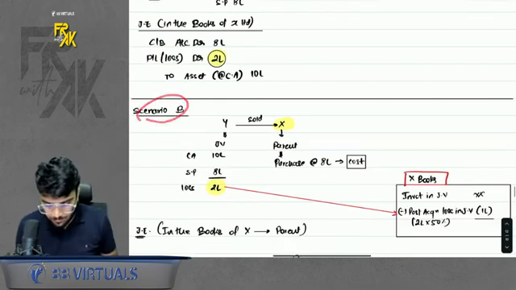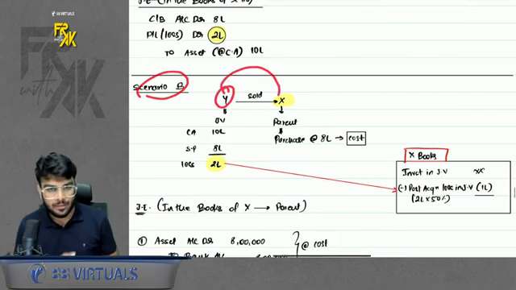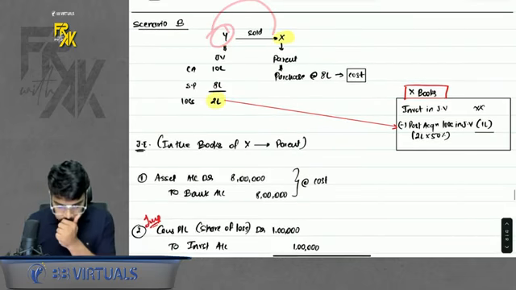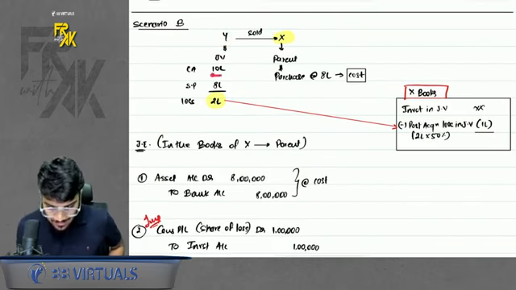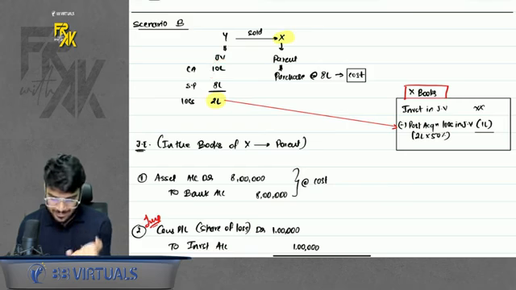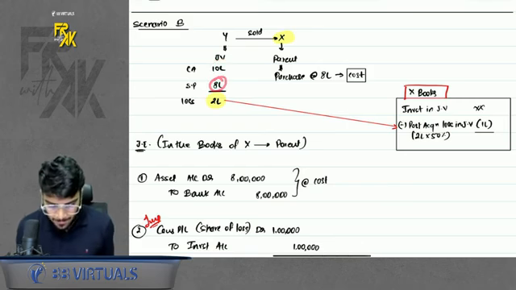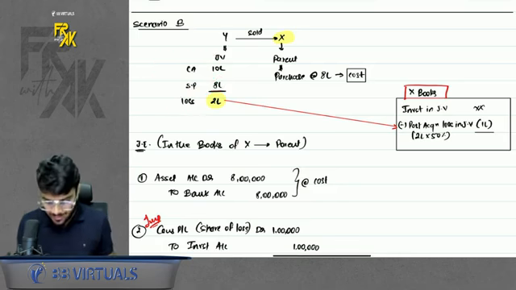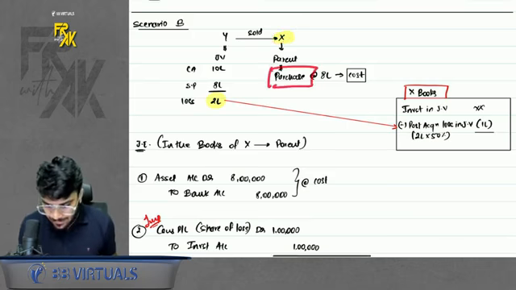Scenario B. What if the joint venture sold to the parent? Then you will say the carrying amount was, let's say, 10 lakhs, and 8 lakhs was the selling price. So the joint venture must have booked a loss of 2 lakhs. But we want the accounting in the books of X. For X, it is a purchase. X has purchased at 8 lakhs.